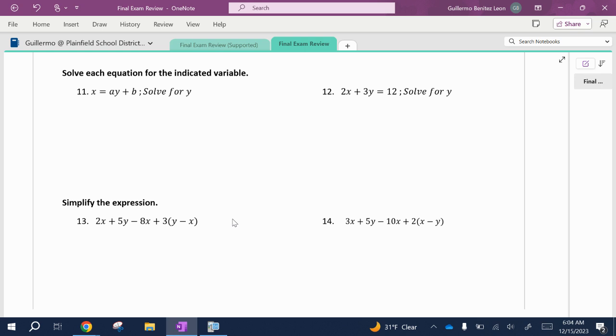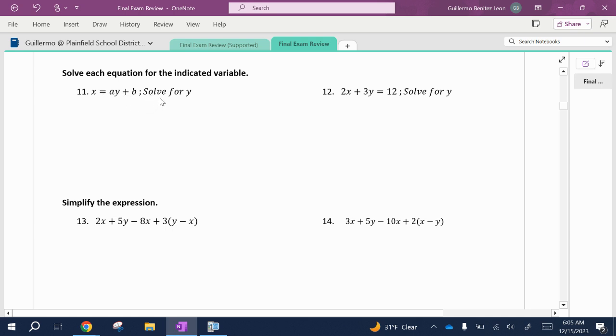Number 11, solve each equation for the indicated variable. There have been multiple questions on 11, but there have been almost no questions on 12. And I think because 12 we have solved so many times in class, just with different numbers. But 11 always throws us off because there's so many letters.